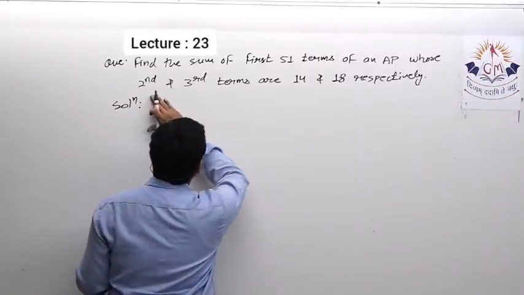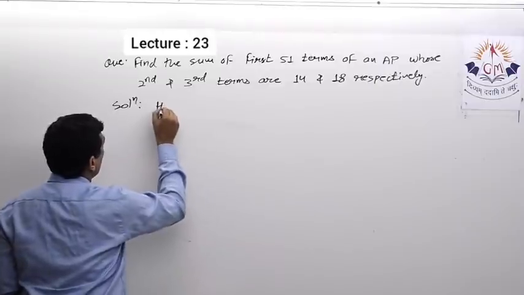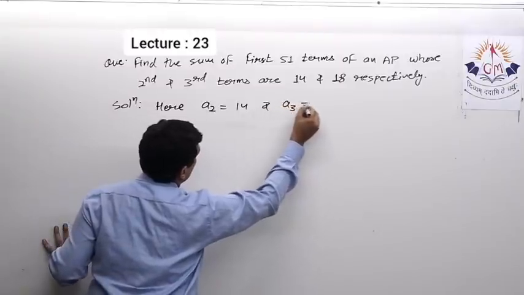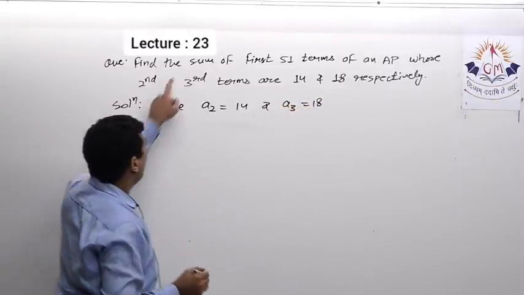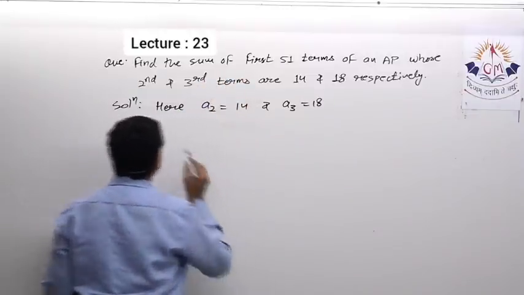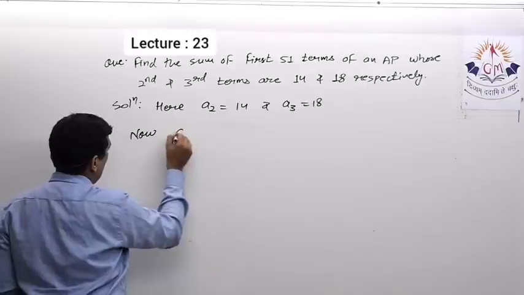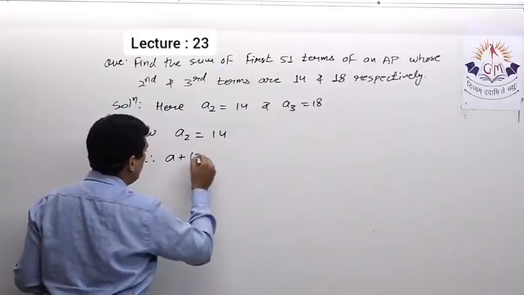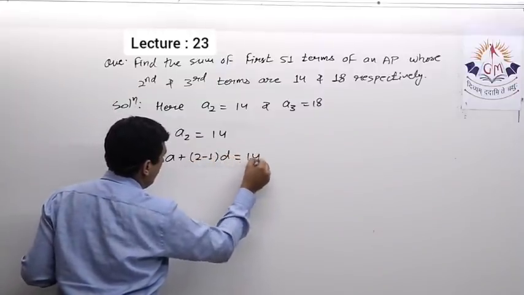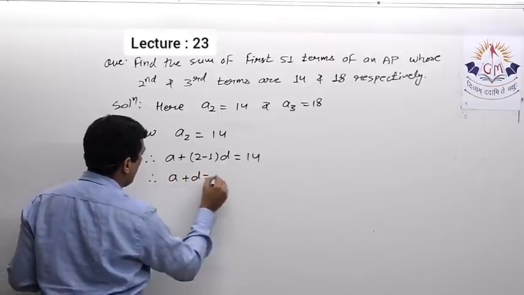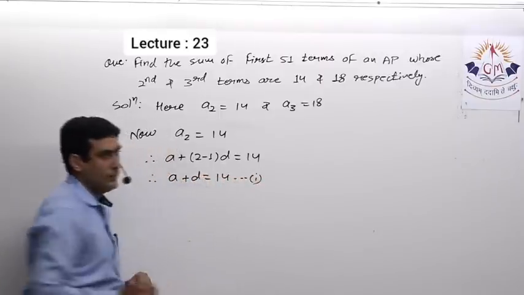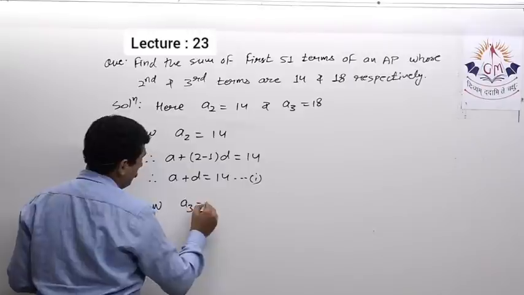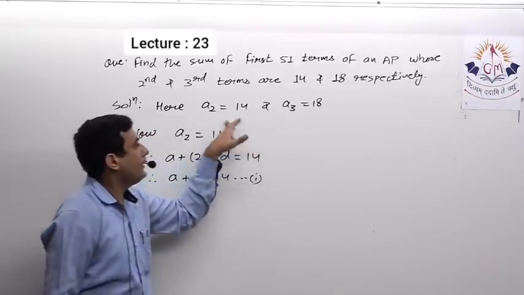So with the help of the second and third terms, here it is given a2 is equal to 14 and a3 is equal to 18, and we have to find the sum of 51 terms. Now a2 is a plus 2 minus 1 into d, isn't it? That is 14. So a plus d is equal to 14. This is equation number 1. Next, a3 is given. We can find d in that way also, a3 minus a2 gives you d.